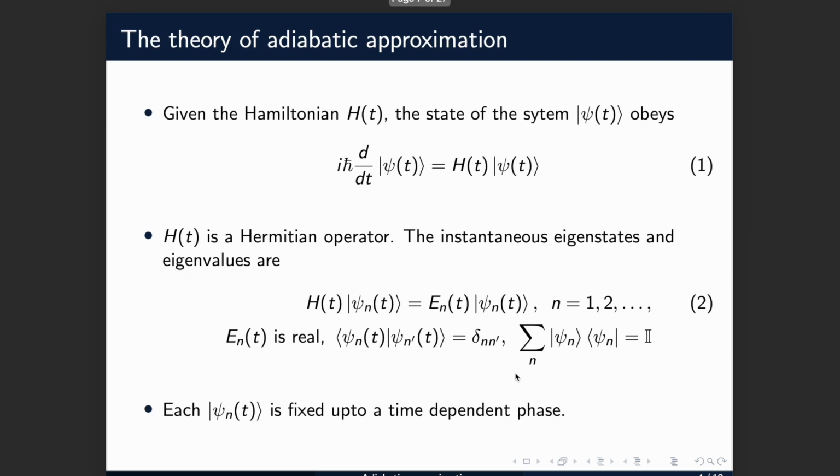Here we have a freedom for the eigenvectors. You can choose any phase factor attached to the eigenvector. So we have that freedom here.